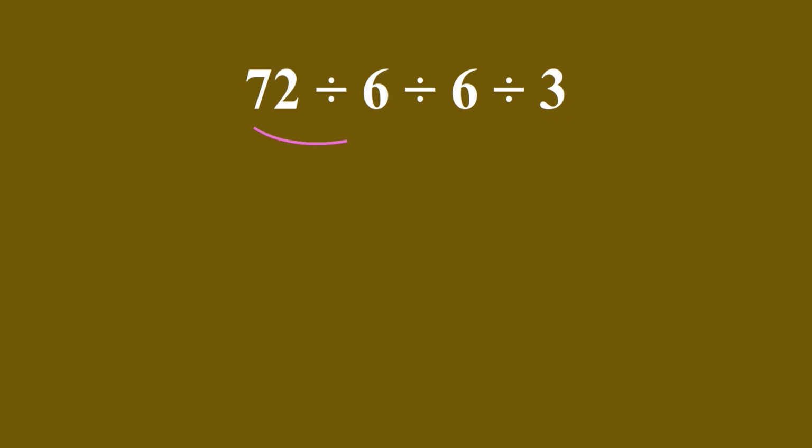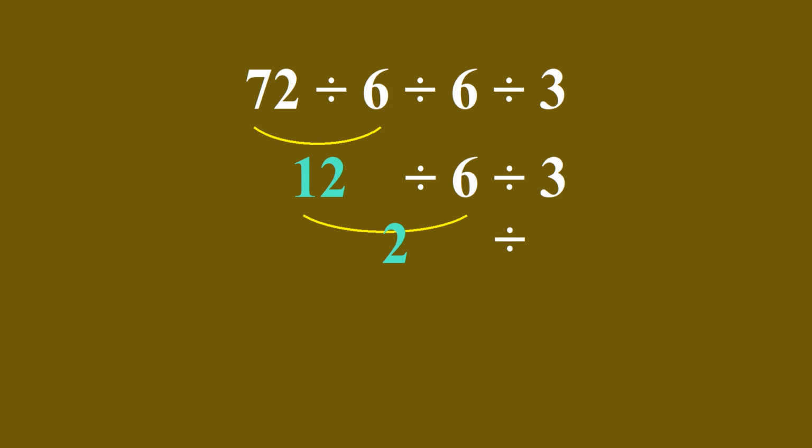So first we have to do this division. 72 divided by 6 gives us 12. So 12 divided by 6 divided by 3. And now we have to do this division. 12 divided by 6 is just 2. So 2 divided by 3 can be written as 2 over 3. This is our final answer to this problem.